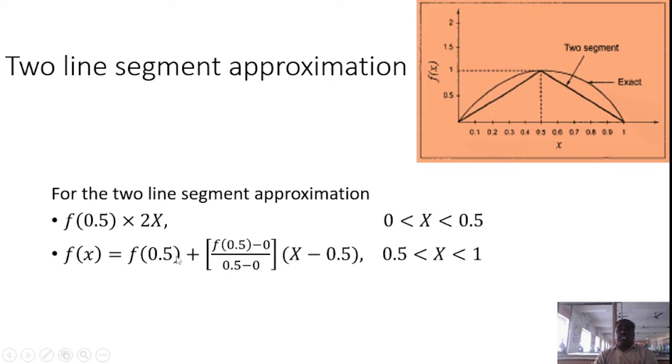Yes, f of x is equal to the previous point f of 0.5 plus, in square brackets, the start point f of 0.5 minus the end point 0, divided by 0.5 minus 0, into x minus 0.5. I got this, but the boundary condition is 0.5 less than x less than 1, which is the boundary condition available with this second segment. So this is the form of two line segment approximation.